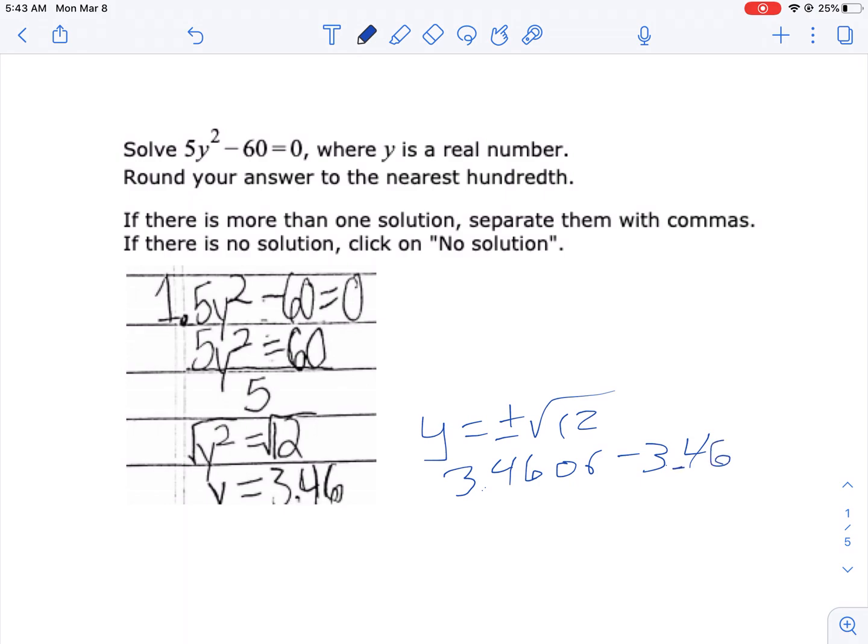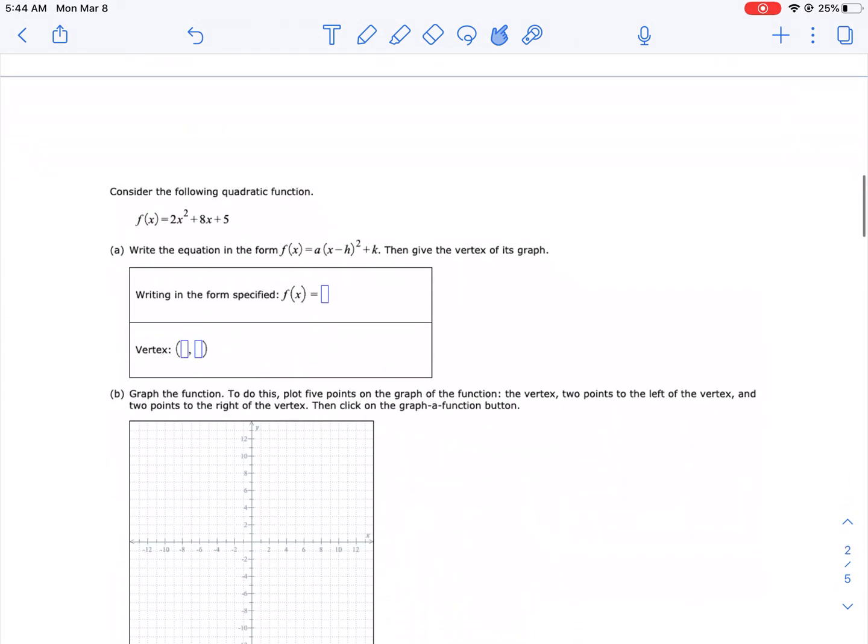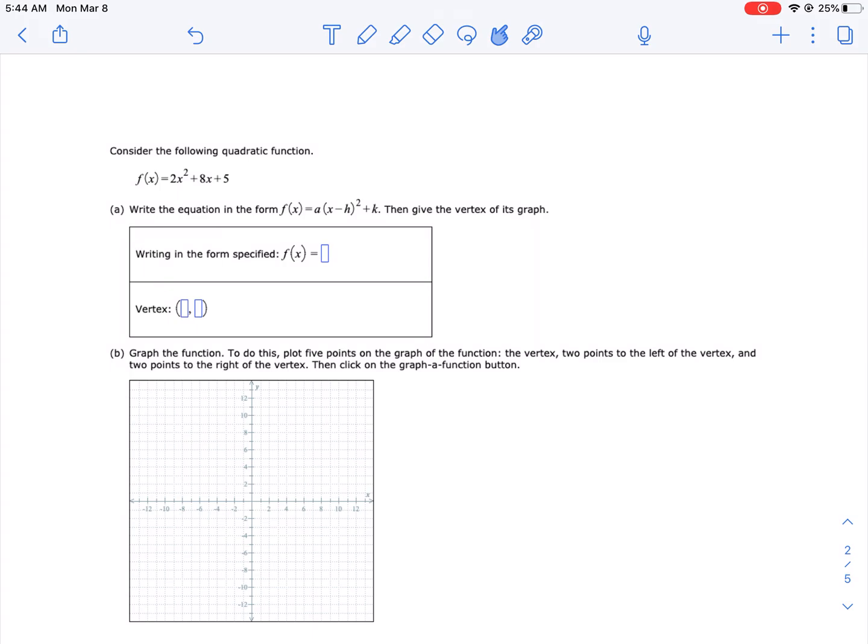You're going to see that on most of the problems. That's why you got a 0%. Let's take a look. Now this one is a little bit harder. You made a few more mistakes on this one.